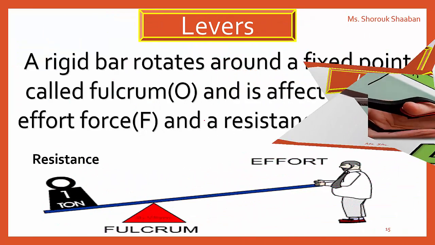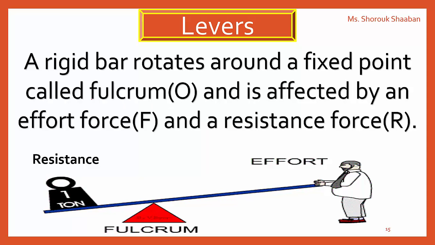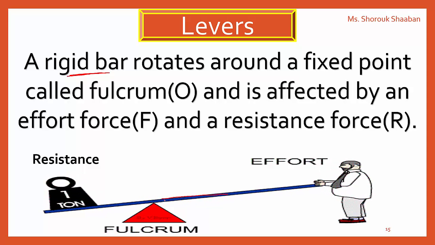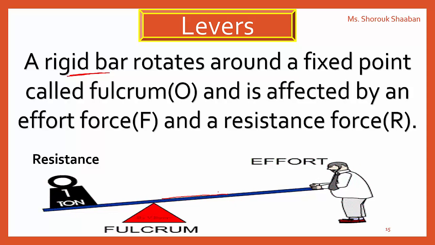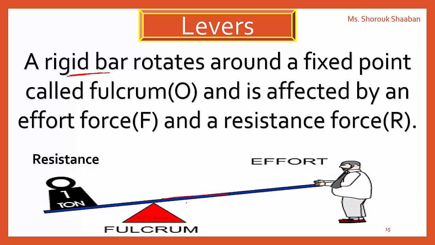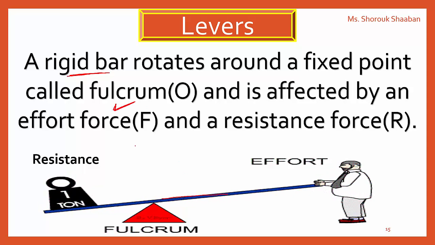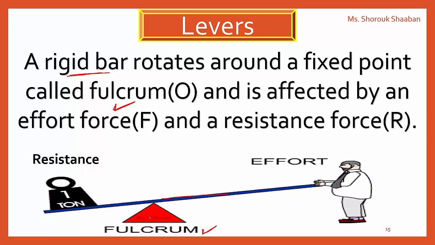So again, finally, we can say what's meant by lever. Lever is a rigid bar, which means a hard bar, like this blue bar. It rotates, of course it rotates. Look, it's going up and down. Rotates around a fixed point. This is the fulcrum. The fixed point is fulcrum. Look, is fulcrum moving? No. So fulcrum is a fixed point.